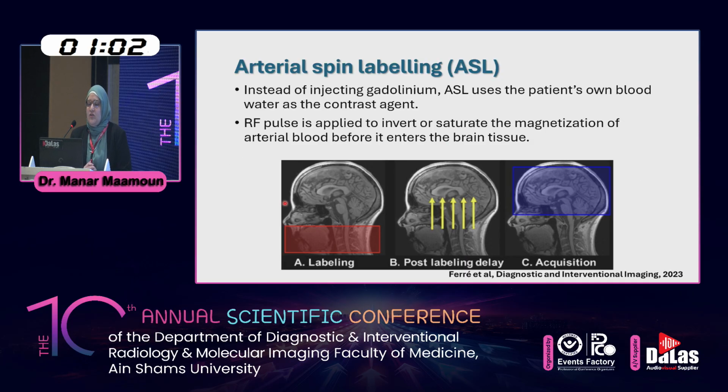Another technique is arterial spin labeling, which is a non-contrast perfusion technique. In this technique, the MRI machine uses the patient's own blood as a contrast agent. The RF pulse is applied at the level of the start of the neck to saturate the arterial blood before entering the brain tissue.